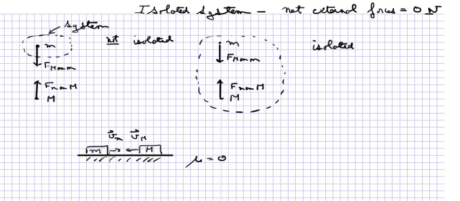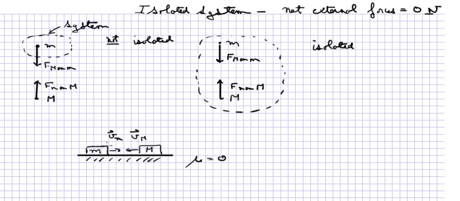Let's consider a third example. Let's say you have a level frictionless surface, mu is equal to 0, and little m is going to the right with velocity v sub m, and big M is going to the left with velocity v sub big M. What happens when they collide with each other? Is this an isolated system or not? Well, first of all, you have to define what your system is.